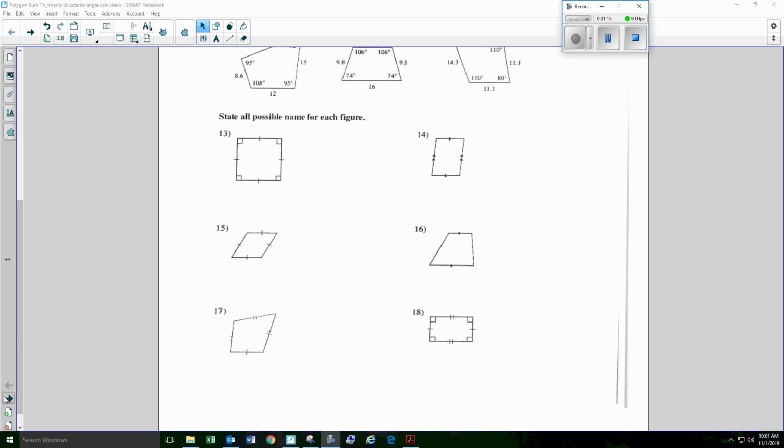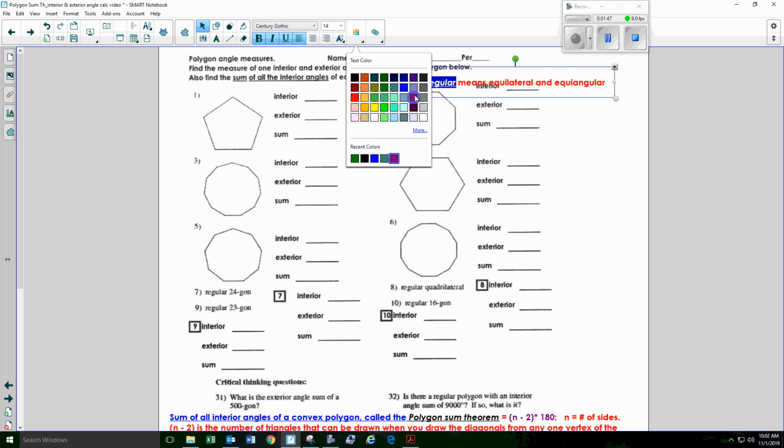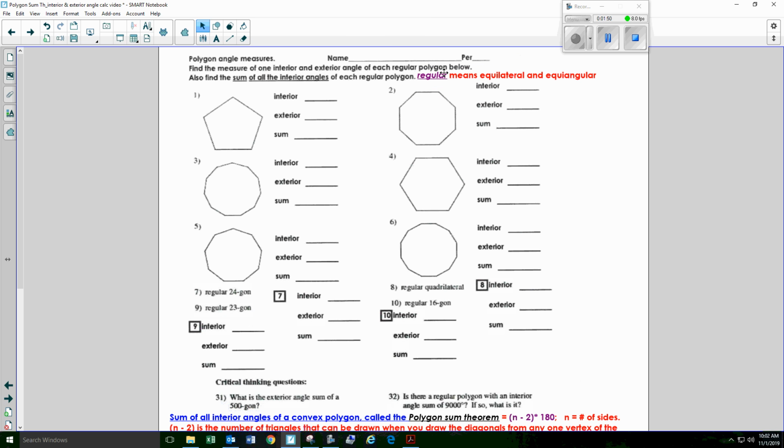Backside, that's where we're going to focus. Okay, so we're going to find out, these are all regular polygons. Regular means equilateral and equiangular. You've had that word before, so if you need to write it down again, write it down. Regular means equilateral and equiangular. Okay, that's a word that you have to know for the test, and we'll be using it all throughout here as well. And I'll review it for extra credit, to see who has it memorized. Okay.